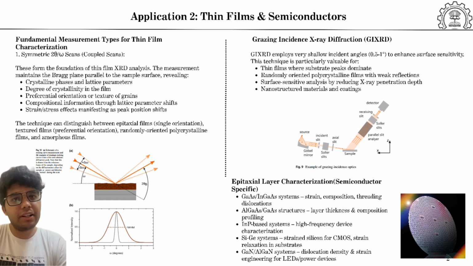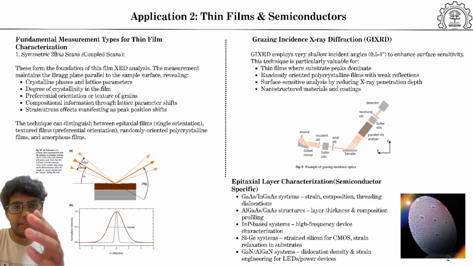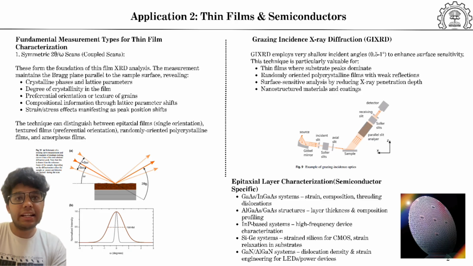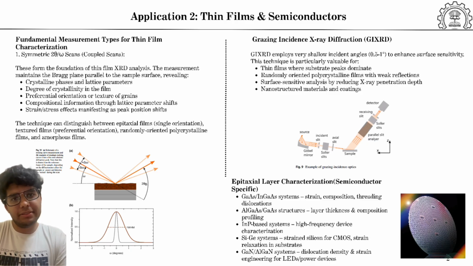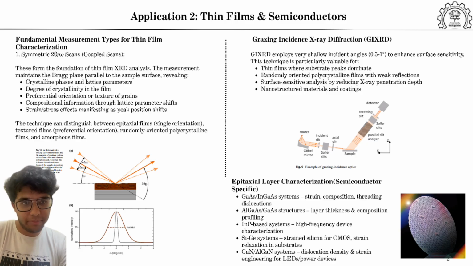And in the semiconductor world, XRD is central for epitaxial layer characterization. For example, in gallium arsenide or indium gallium arsenide systems, we can track strain, composition, and dislocations. In these systems, like the gallium arsenide system, XRD helps us profile layer thickness and composition. With InP and SiGe systems, it even supports high frequency and CMOS device development.